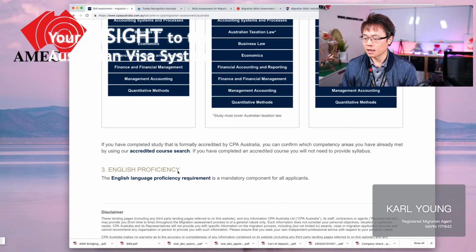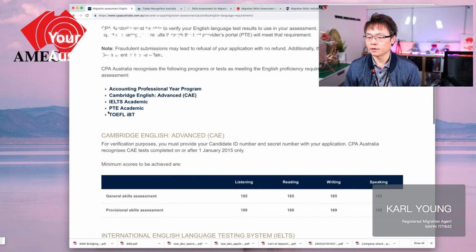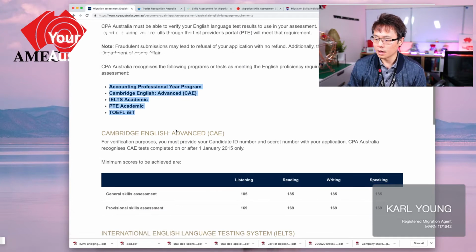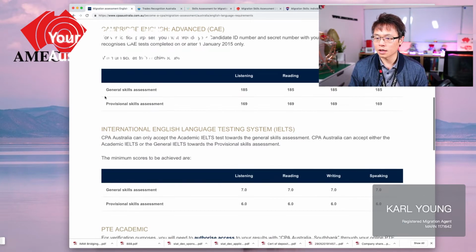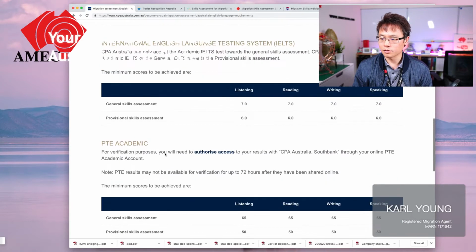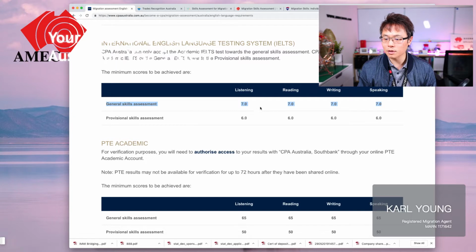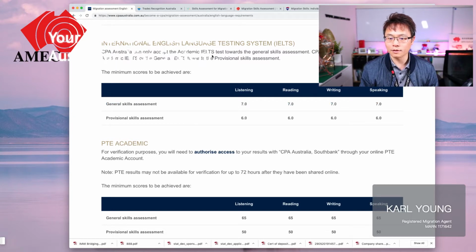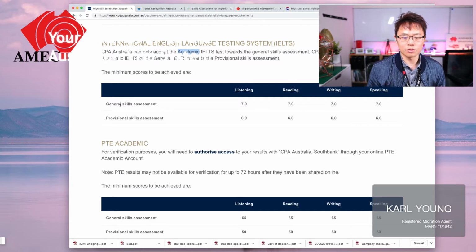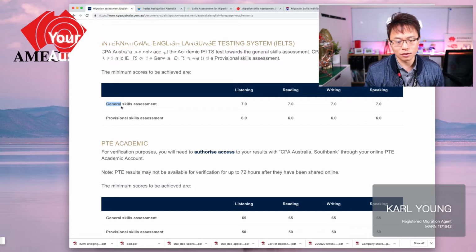Now, as you can see, for accountant, there is a mandatory English proficiency requirement here. They can take all these types of English tests. So you can either go for CAE, Cambridge, or an IELTS or a PTE. As you can see, for IELTS, you are required to have a general skill assessment of 7.0. Now, I believe that's academic. You cannot take IELTS General. I don't know why they put general skill assessment. I think it's better if they put full skill assessment requirement, not a general skill assessment.